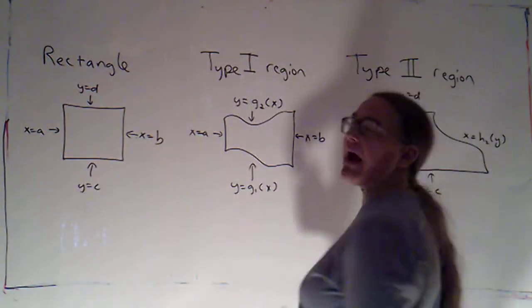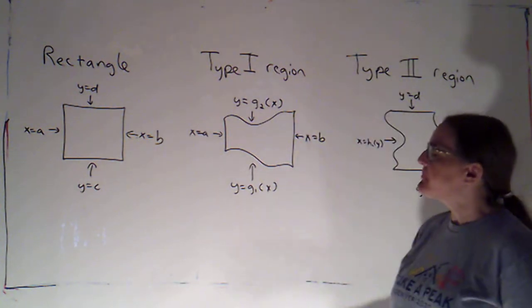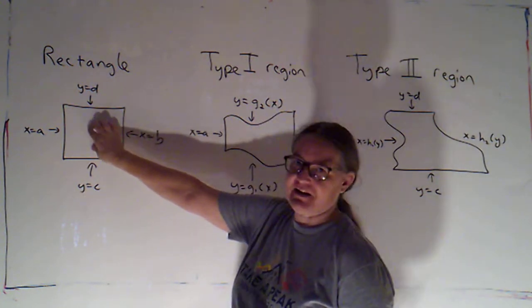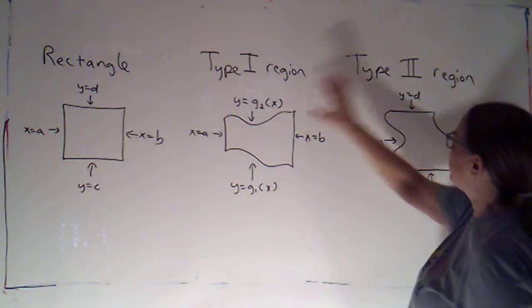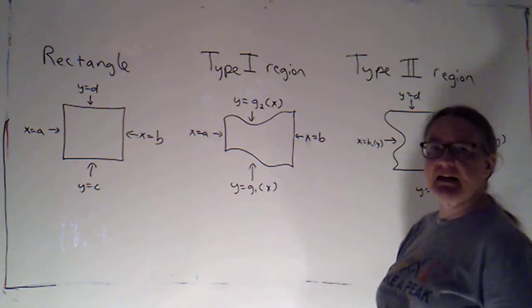There are two types of regions that we're going to learn how to integrate over that are not going to be rectangles. So I've drawn a rectangle here. That's the region that we know how to integrate over. And then I've drawn an example of a type 1 and a type 2 region.